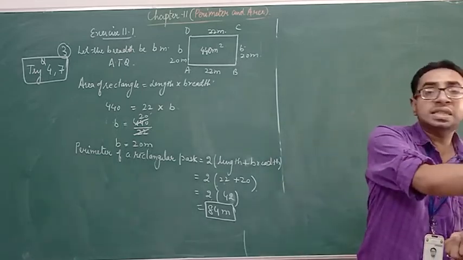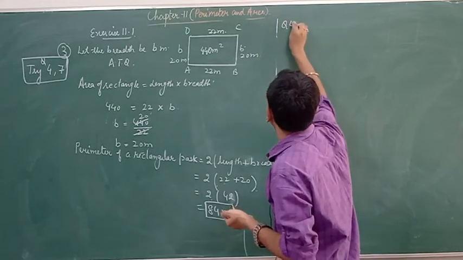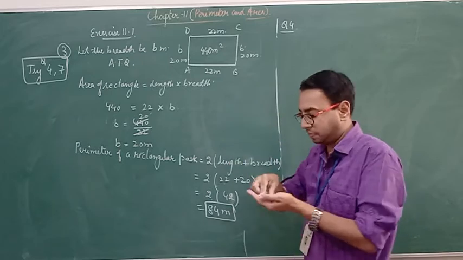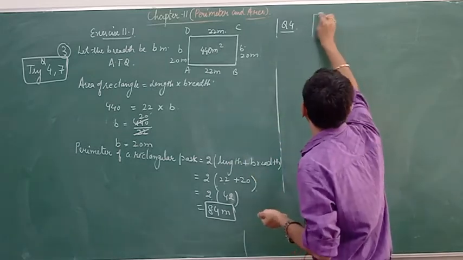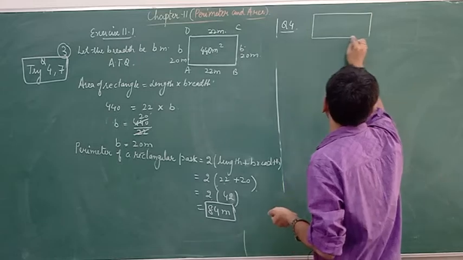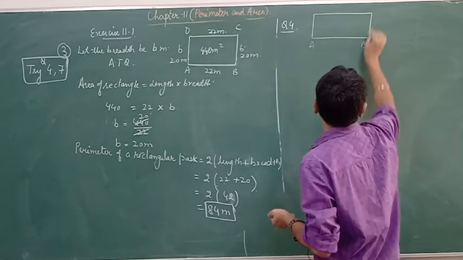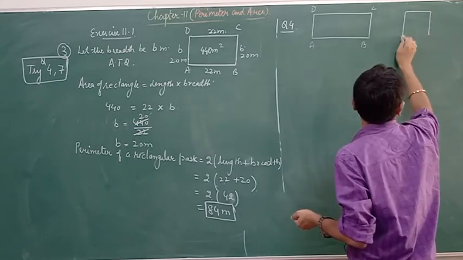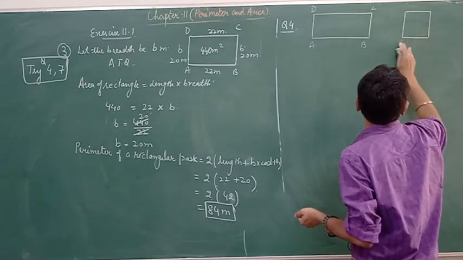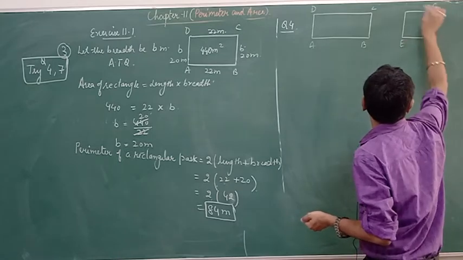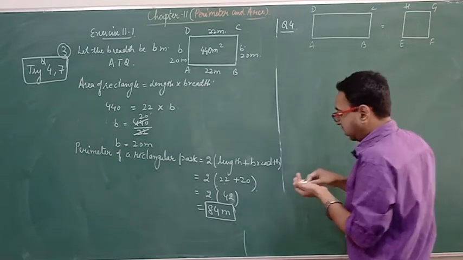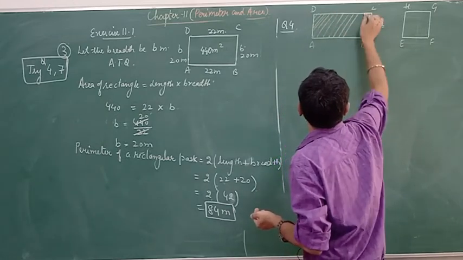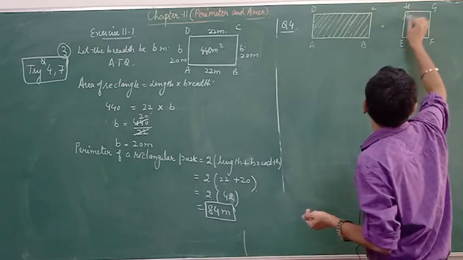He's saying that the area of the rectangular plot and the area of the square park are both the same. Let's see the figure first, which is very important. Let's draw the figure because it will really help you. A, B, C, D is the square park. It's E, F, G, H. Their areas are same. Yes or not?